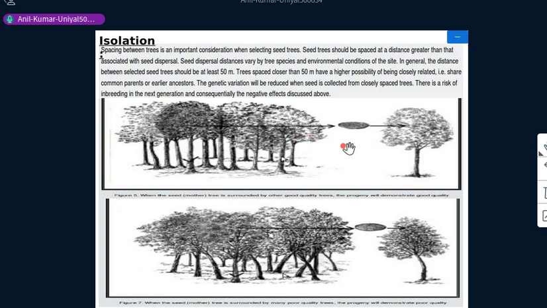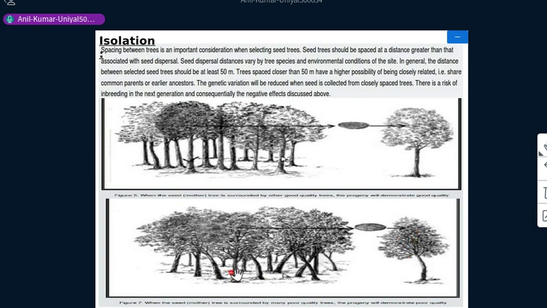That's why we must search for a desirable tree that is quite isolated from other poor or malformed trees. As in the second picture, we can see more malformed trees are there, and their resultant product, if seeds go out of that boundary, will again be of the same kind.